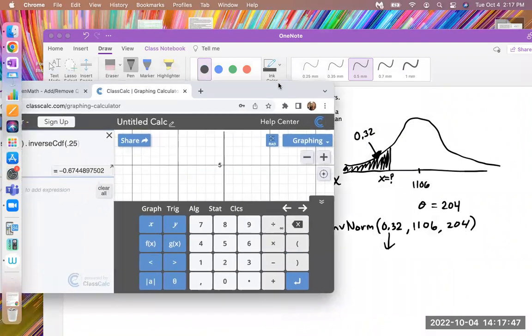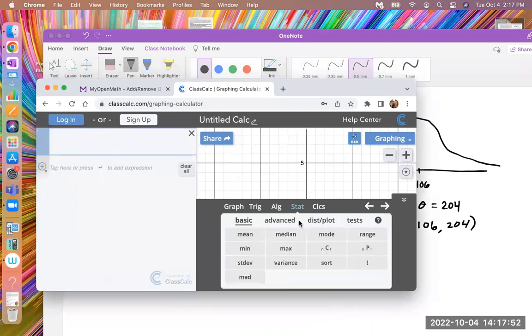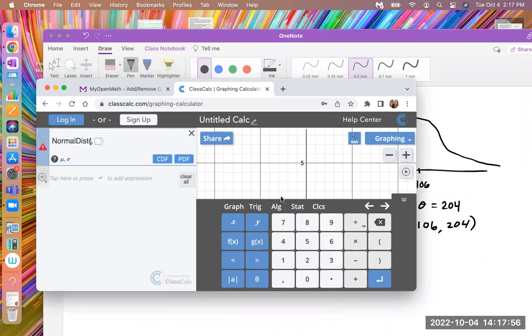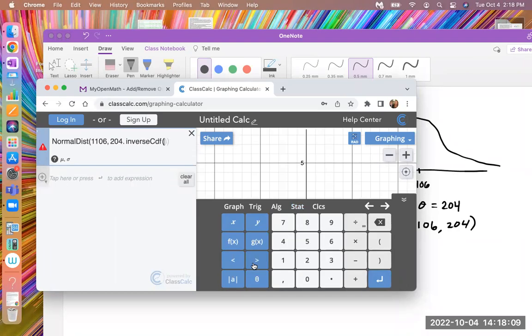If you use Desmos or a class calculator, you can go to stats, distributions, normal distribution, and then you put your 1106 and 204, the mean and standard deviation. Then you can go back to stats and do distribution again, and then inverse, and then you just put the area under the curve to the left, which is 0.32. So I think I messed up. Sometimes it wants you to put an extra comma after the normal distribution. Now it gives me my answer.